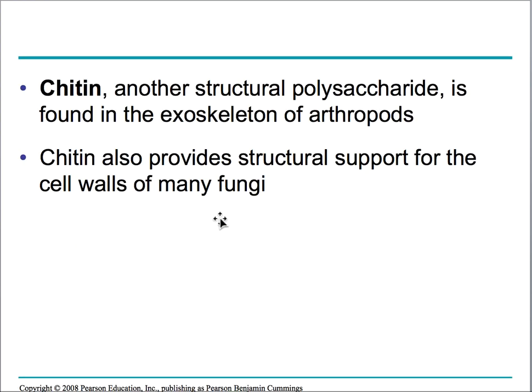Okay, so the last one is chitin. So chitin is another polysaccharide. Chitin is found on the outside of all bugs. It's found on the outside of crabs, lobsters, anything that's going to shed its skin.